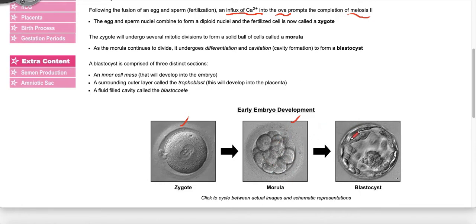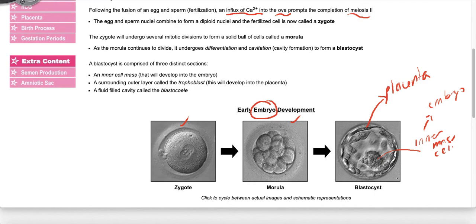It continues to divide and differentiate, forming this interior cavity here that's kind of hollow. And then this inner mass of cells here. And it's that inner mass of cells that will develop into the embryo. The surrounding layer of cells, or the trophoblast, is what's going to develop into the placenta much later. And then the fluid-filled cavity is called the blastocoele. So that's a nice picture right there of the different stages within the embryo development. And these are early stages, of course.